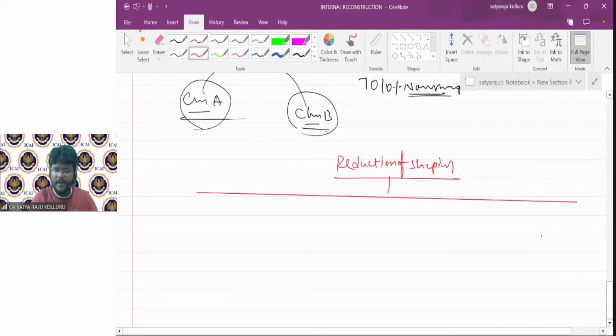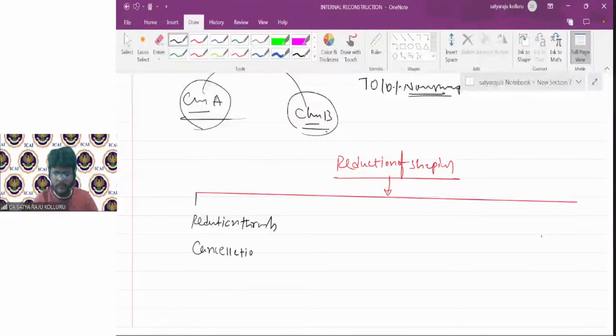So reduction of share capital may occur in three ways. Reduction through cancellation of unpaid value.